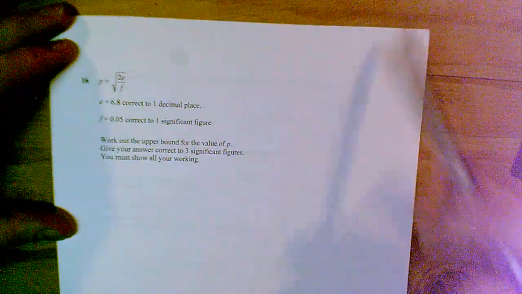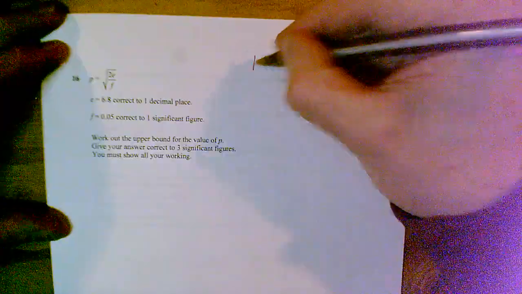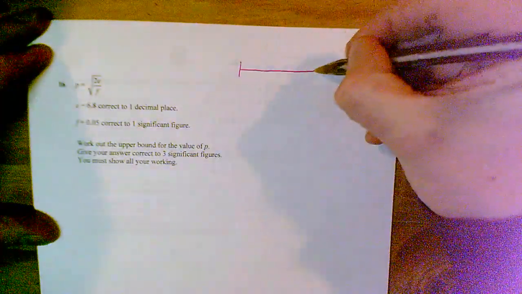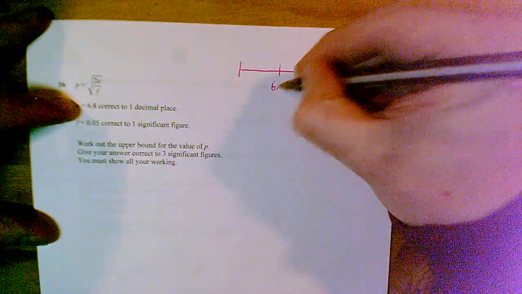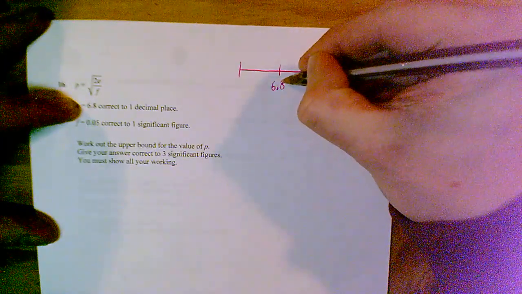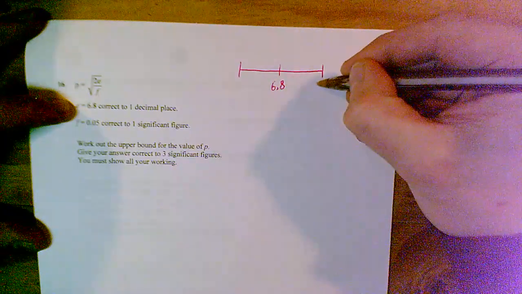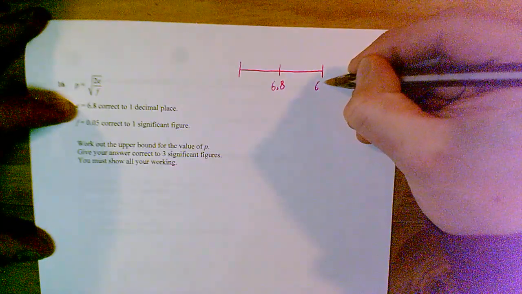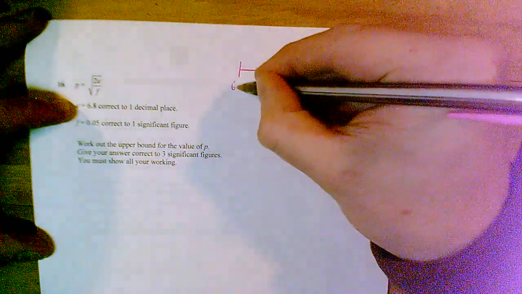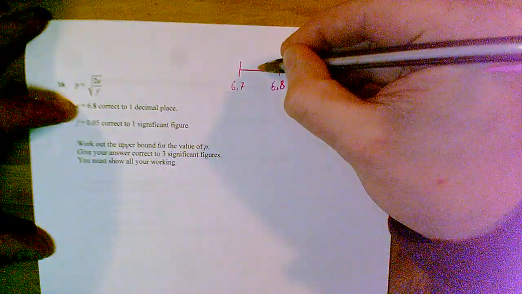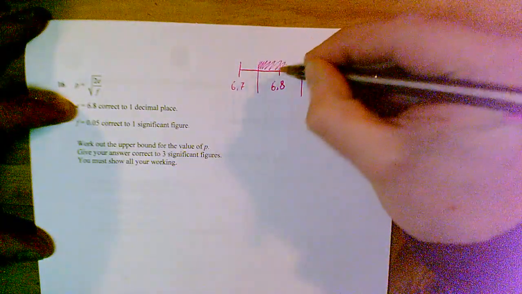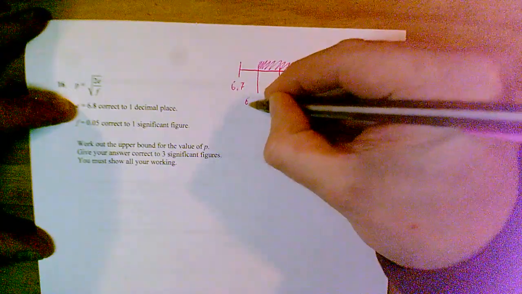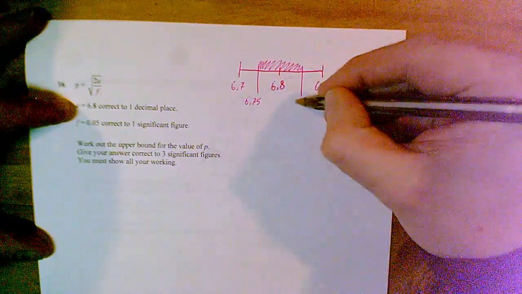The first thing I'm going to do in any question like this is work out what the actual bounds are of E and F. So E is 6.8 correct to 1 decimal place. So the next one up from that is 6.9, and the one down from that is 6.7. It's got to be in this range here, somewhere between 6.75 and 6.85.